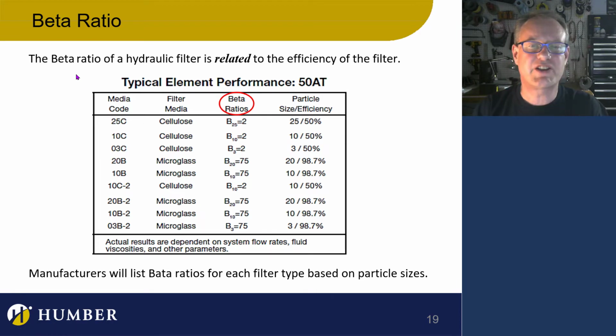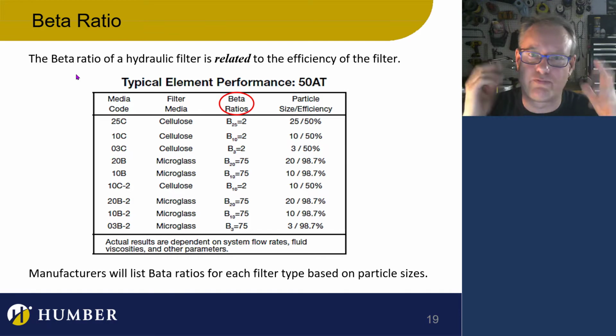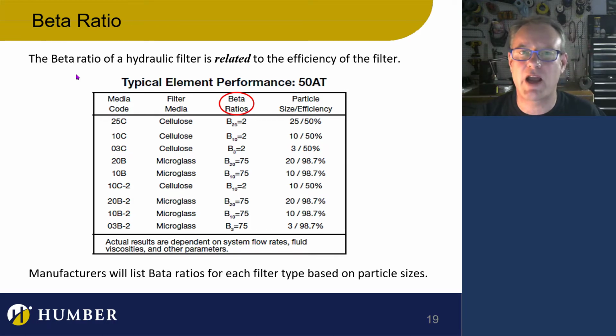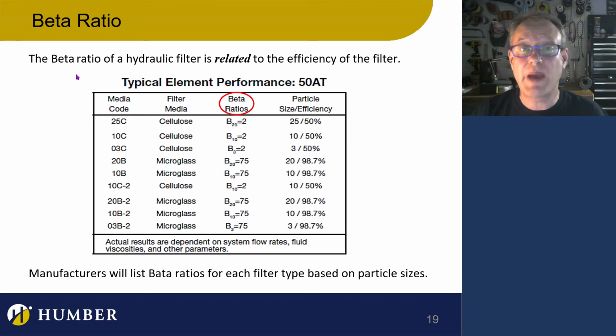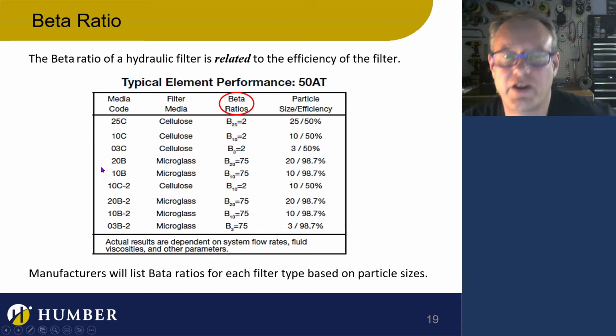Beta ratio. This is something you just have to know about. I'm not going to ask you to calculate beta ratios or really wrap your head around it. It's just something that you will possibly hear, and you have to pretend you know what you're talking about. So beta ratio is interesting. It's an interesting way of looking at the efficiency of how well a filter removes particles from the fluid. It's related to the efficiency, although it's not the efficiency. Let's take a look at some of these values.